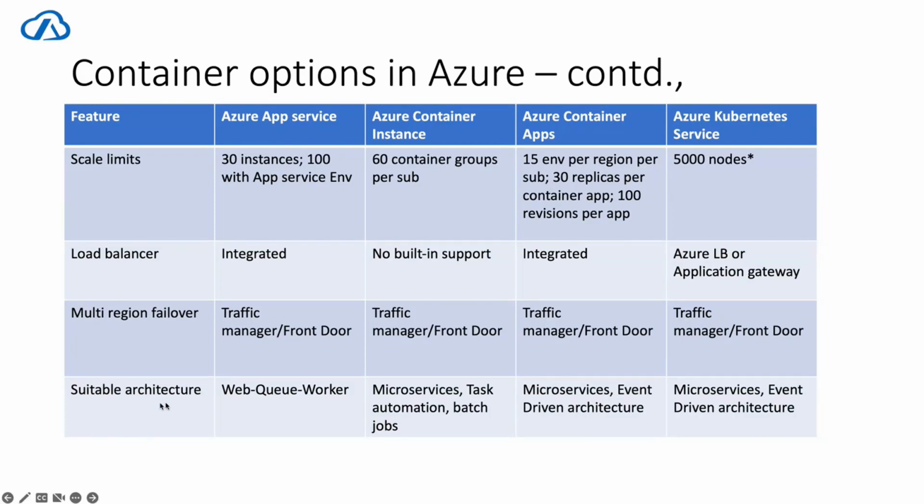And this is an important thing, suitable architecture. So for example, if you're having a web application or a queue-based application or a worker kind of a model, you can use Azure App Service. And for a container instance, you can run microservices. Microservices as in individual services can be deployed into individual container instances. And if you want to run any standalone batch jobs or task automations, you can use those, because as soon as your task is complete, that container instance will go down, right? So you can definitely save a lot on your cost. And container apps is for microservices, full-blown microservices, and event-driven architecture. And the same is applicable with Azure Kubernetes Service as well, right?